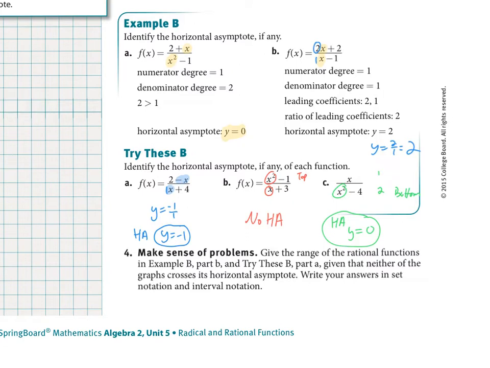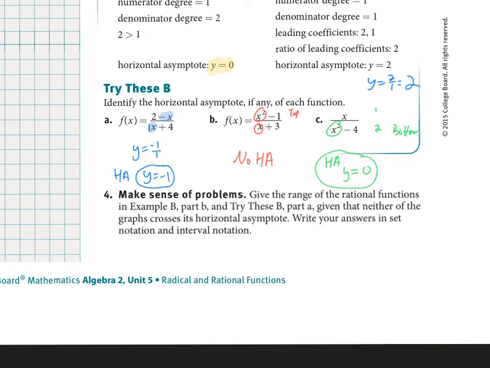But in part 4, it asks me to give the range, assuming that the graphs do not cross the horizontal asymptote. So if that's the case, they don't cross, then I have to just remove that number from my range. So my range here will be all the numbers except for -1. For the red one, since there is no horizontal asymptote, I don't remove anything from the range, so it's all real numbers, or -infinity to infinity. And on this one, of course, I would remove the number 0 from my range. Again, usually you're going to graph to see the picture of it before you give those numbers, and we'll see how that plays out in the later examples here.